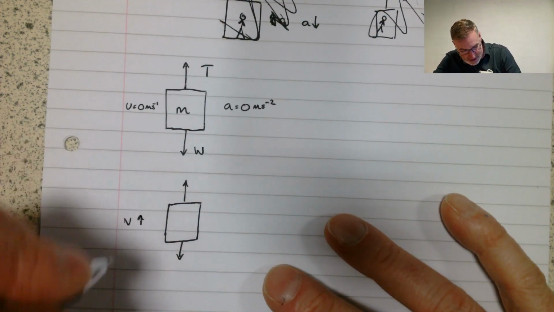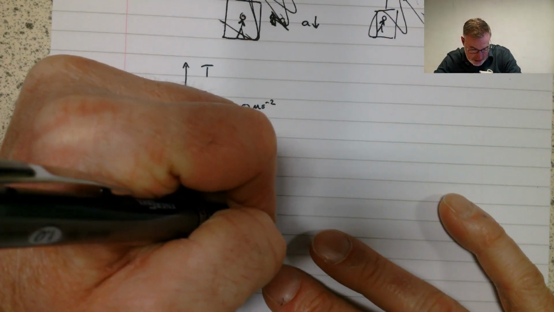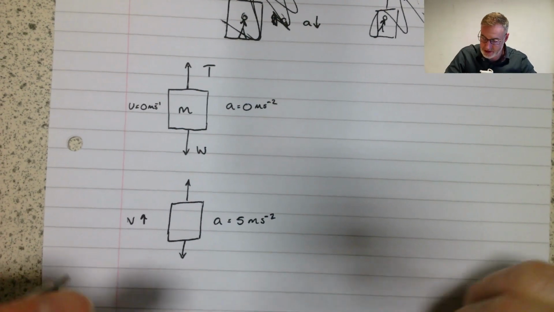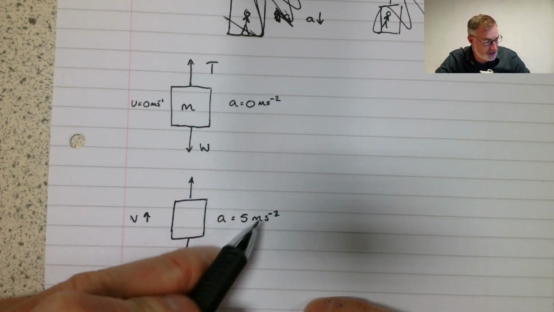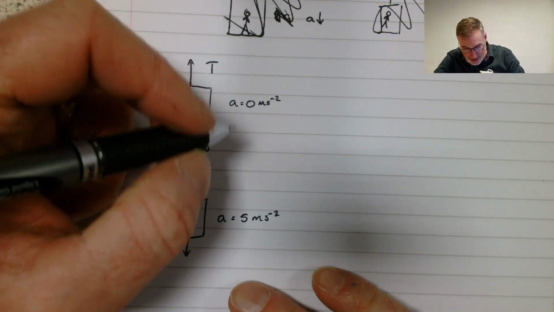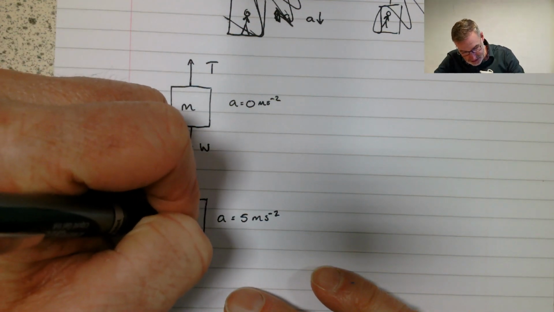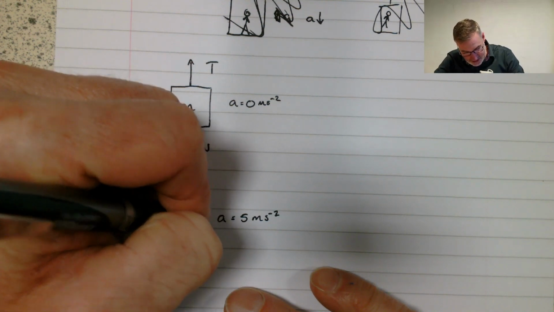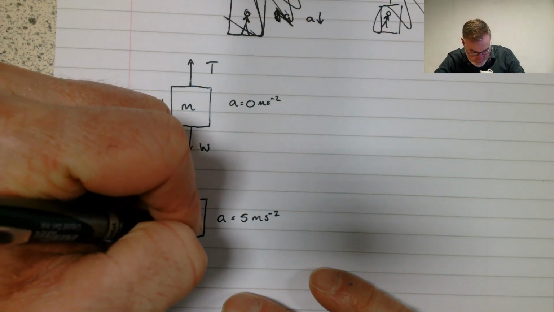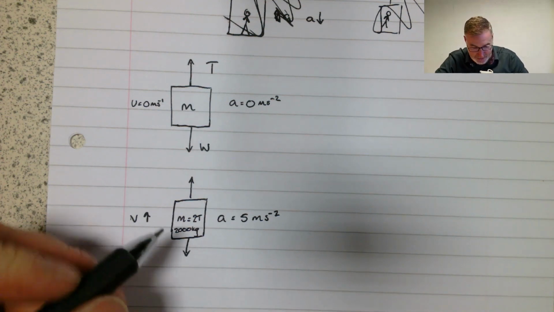We'll just say V is going up. Acceleration. Let's just do some different numbers from the ones that are in the course notes. So acceleration up is 5 meters per second squared. It's accelerating up. If my lift, so mass of my lift, let's say 2 tons, so 2,000 kilograms, accelerates up at 5 meters per second squared.